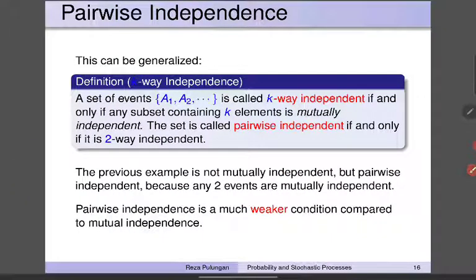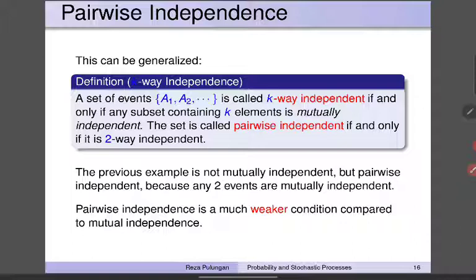Now, independence for just any two events is called pairwise independence. And we can generalize this pairwise independence. A set of events A1, A2, A3, and so forth is called k-way independent if and only if any subset containing k elements is mutually independent. Remember, any subset containing k elements is mutually independent. So inside of these k elements, they must be mutually independent. The set is called pairwise independent if and only if it is two-way independent.